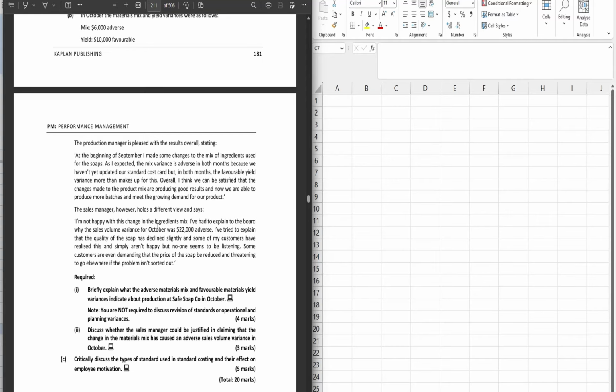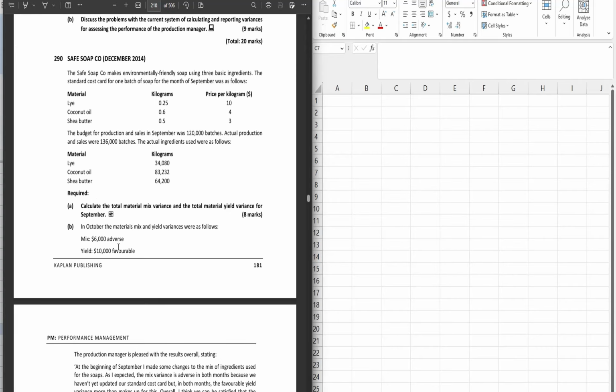So today we will solve this question. Again, this question is for 20 marks. There are three requirements. Part A is asking to calculate the total mix variance and total material yield variance for September.